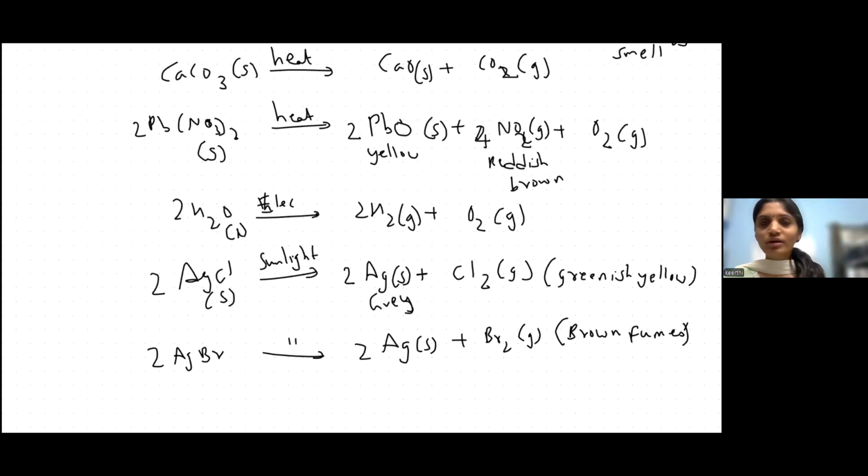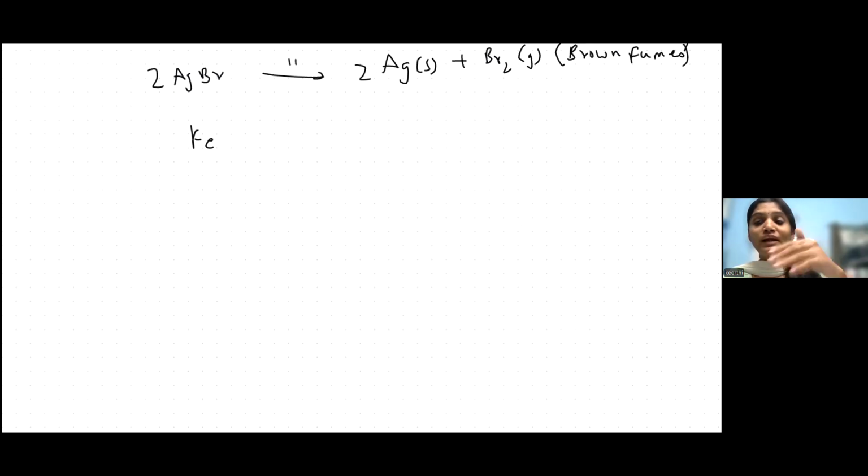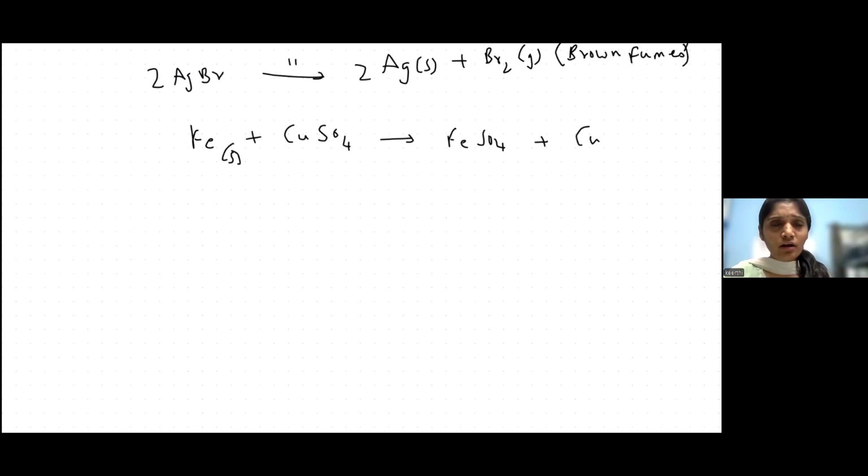Now let me write all the reactions under the category of displacement. Displacement is what? A highly reactive metal will go and displace a low reactive metal from its solution. Now, if I take iron plus CuSO4 gives what? FeSO4 plus copper. Here, iron being a more reactive metal than copper, displaces copper from its solution. Now, iron is in solid form. Which color is iron?